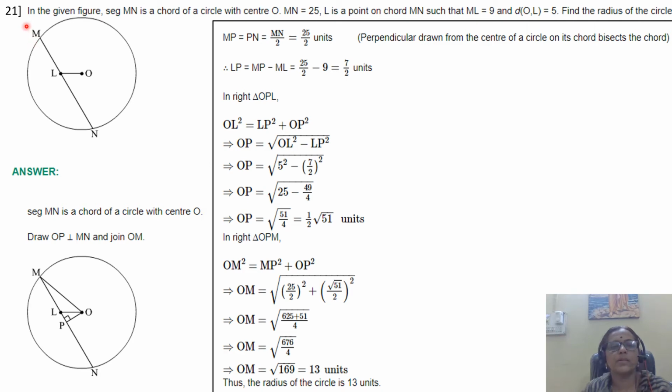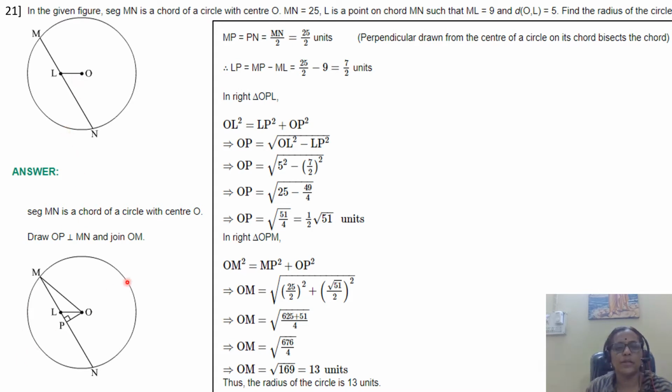Study the example. In the given figure, MN is a chord of a circle with center O. MN is 25. L is a point on the chord MN such that ML is 9 and the distance OL is 5. Find the radius of the circle.